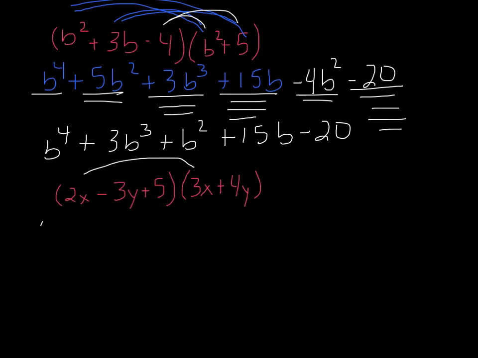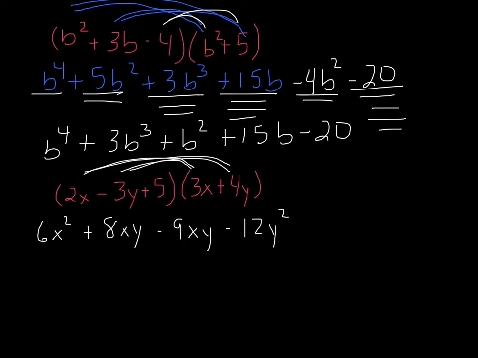Okay, next one. So let's start distributing here. 2x times 3x is 6x squared. 2x times 4y will give you positive 8xy. Then we have negative 3y times 3x will give you negative 9xy. Negative 3y times 4y gives you negative 12y squared. And we got 5 times 3x will give us plus 15x, and 5 times 4y will give us plus 20y.